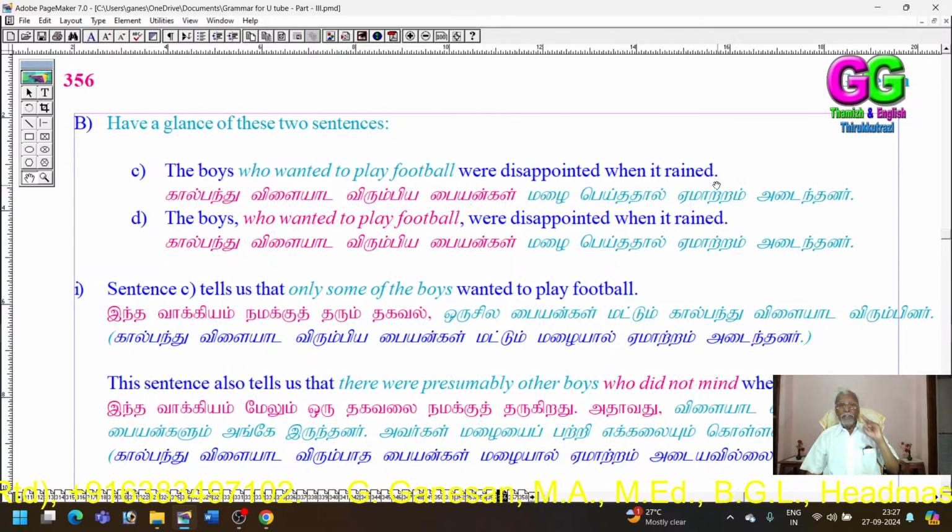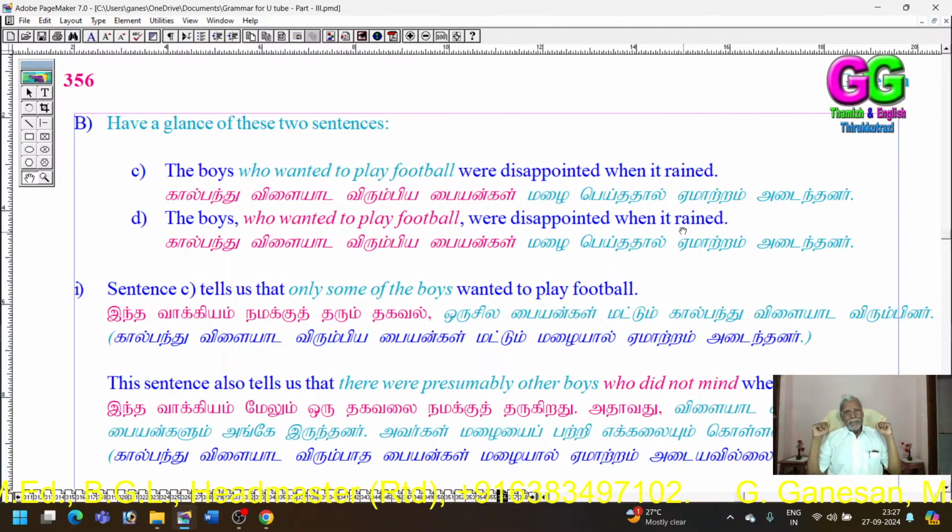The next sentence is regarding the non-defining relative clause. That is, "the boys, who wanted to play football, were disappointed when it rained." This non-defining relative clause means all boys wanted to play, so all boys got disappointed when it rained.